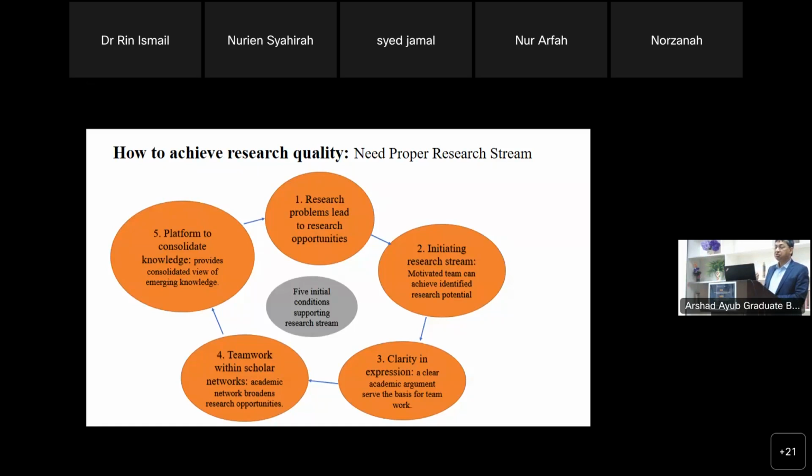Then, teamwork within scholar networks: an academic network broadens research opportunities. Not only your own cluster locally, you can also build a cluster globally as well. I write papers with many scholars from different parts of the world, some by invitation, some I invite because I know a certain person has a certain quality or data set that I can have access to. And a platform to consolidate knowledge provides a considered view of emerging knowledge. Now, the 5 key conditions supporting a research stream. 1, the role of theory and theorizing.